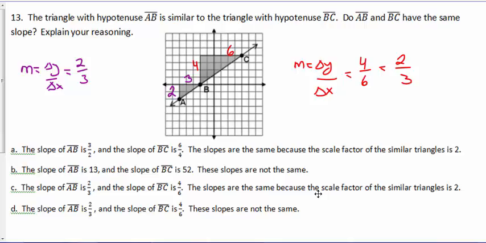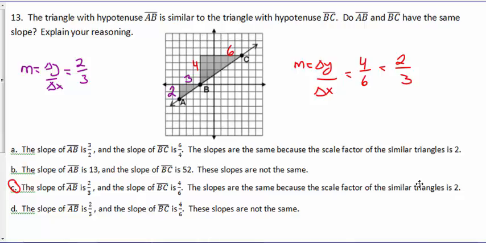Well, we'll come back and look at that. So that one looks pretty promising. 2/3 and 4/6, the slopes are not the same. Well, yes, they are. If you reduce them, they are the same. So I want you to kind of look at this. Says the slopes are the same for C, but because the scale factor of the similar triangles is 2.